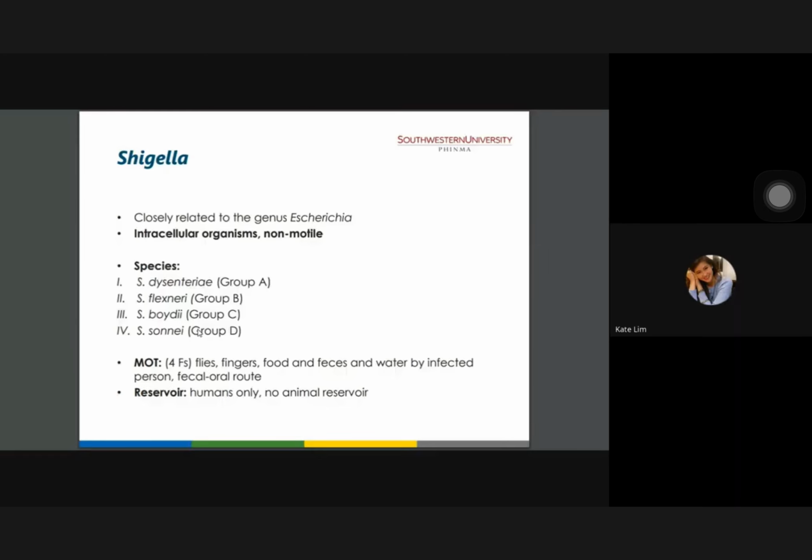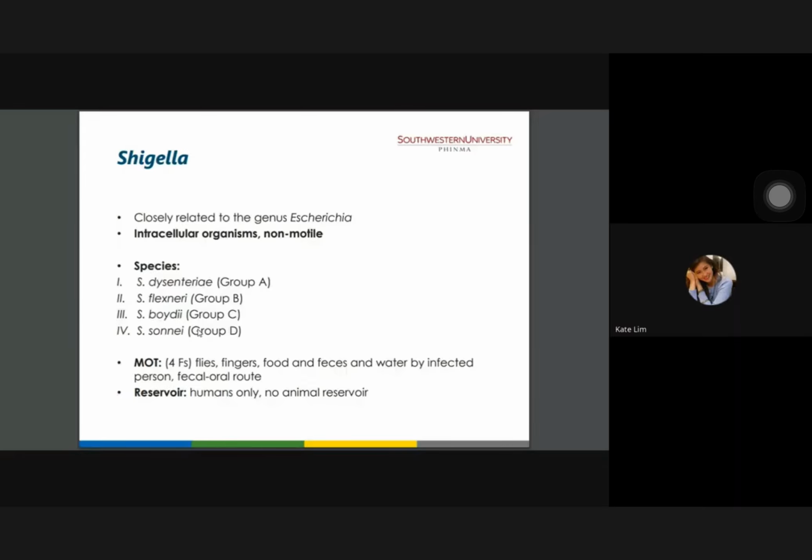And sonnei is the most common cause of shigellosis, which is very common in industrialized countries. If you remember once again, Shigella is the most common culprit for bacillary dysentery. So it is the most common culprit for bacillary dysentery.